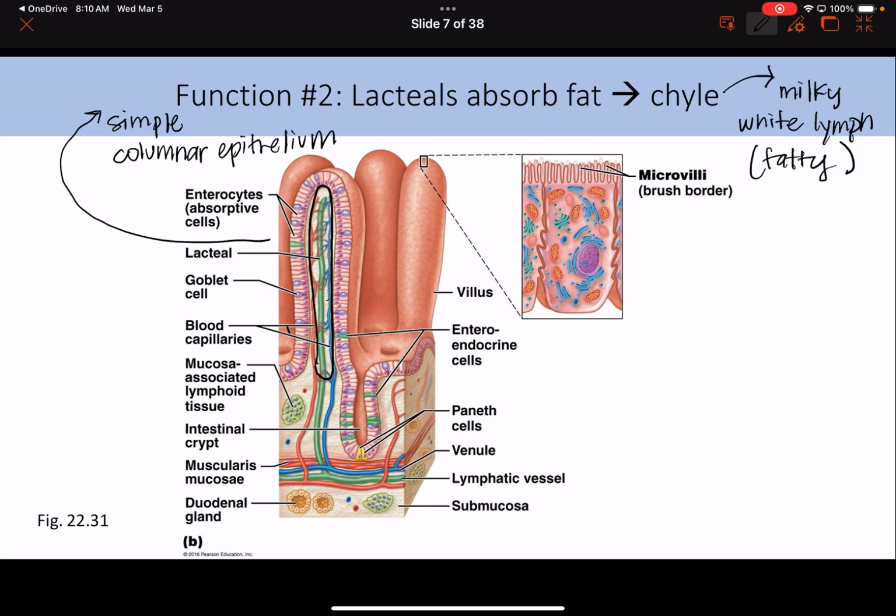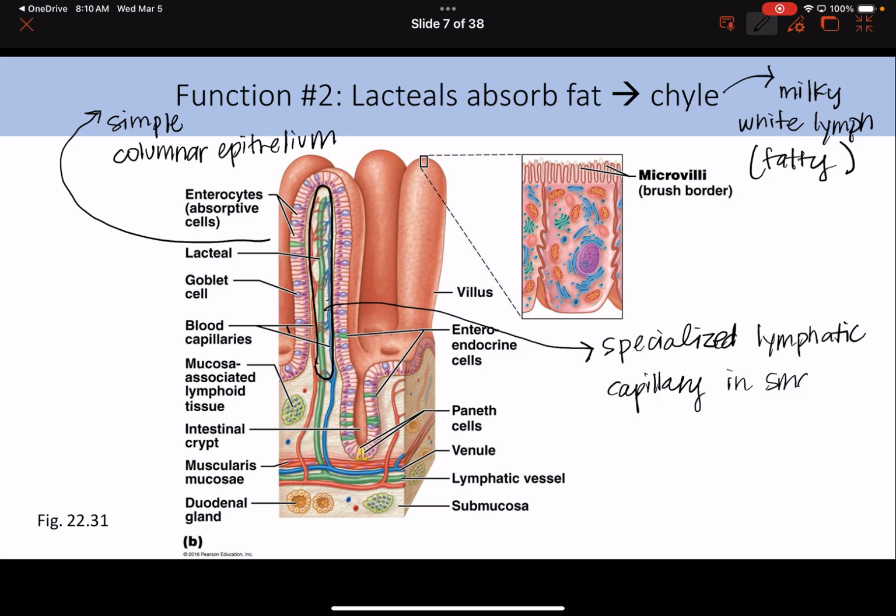And so a lacteal, we can define that as a specialized lymphatic capillary in the small intestines specifically.